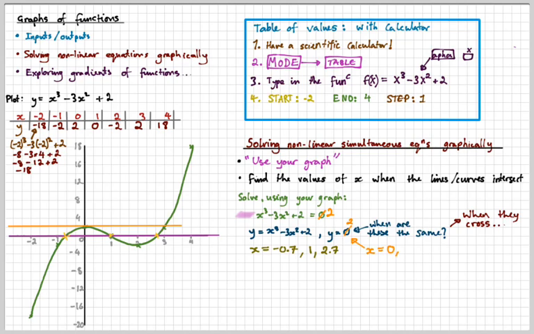Okay, the x values when the green curve crosses the orange straight line y equals 2 happen at x equals 0 and at x equals 3. So that solved it. There were 2 points: this point here, x equals 0, and this point, x equals 3.